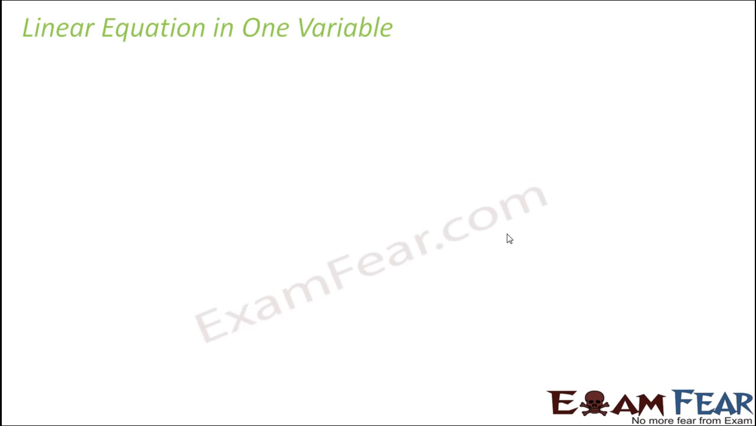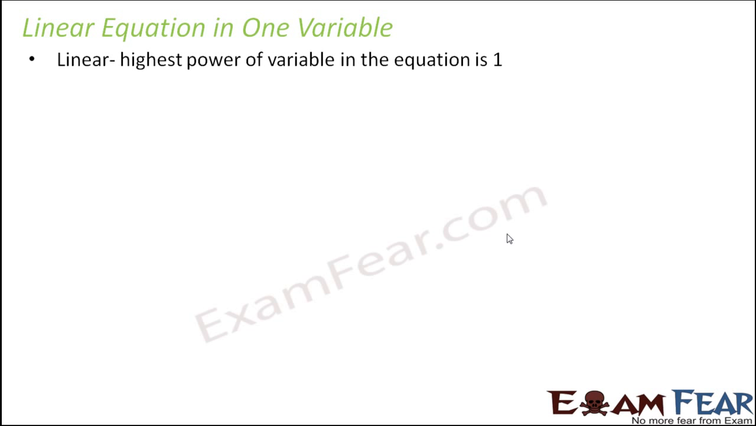So now let us try to understand what exactly is a linear equation in one variable, because that is what we are going to deal with in this lesson. Now, as the name says, linear equation. Why is this equation linear? Because the highest power of the variable in this equation is 1.